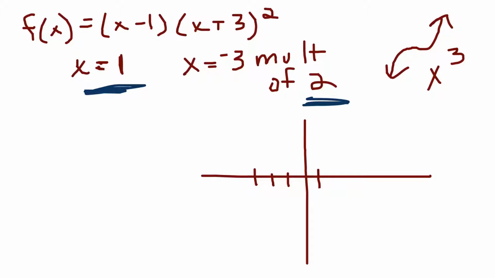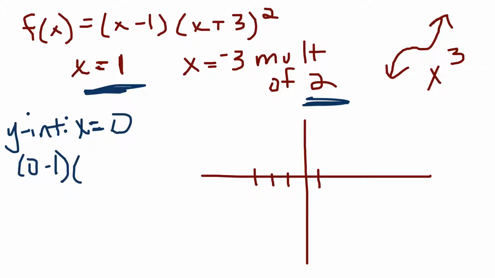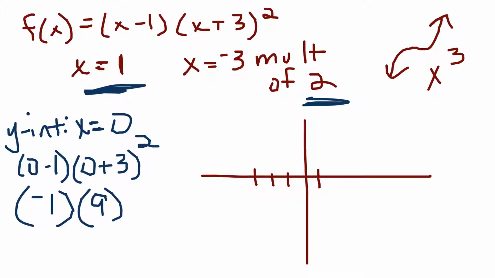The last thing I want to take a look at is, where is our y-intercept? And I know for our y-intercept, x is equal to 0. So I have 0 minus 1 times 0 plus 3 squared. So when x is equal to 0, what is my y value? That's a negative 1 times 3 squared, which is 9, which gives me a negative 9. So I know it crosses the y-axis at (0, negative 9). So when x is 0, I get out a negative 9.